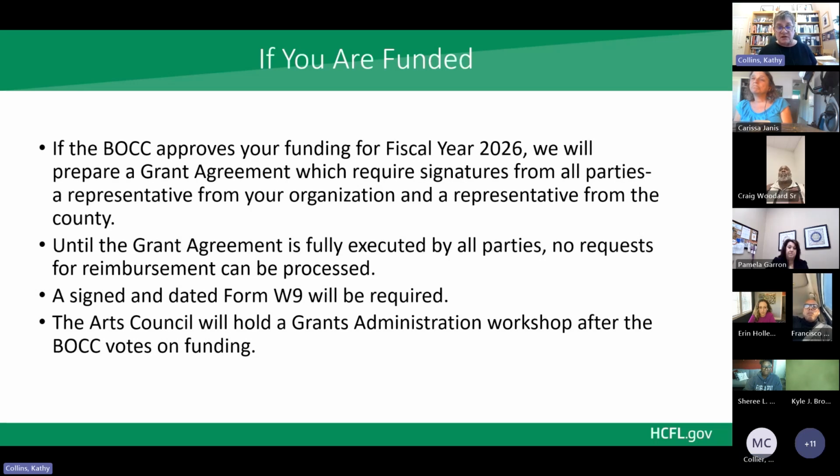Then we will have a representative from the county sign it, and you will get a copy of the fully executed one. You need to remember that nothing can move forward until the grant agreement has been executed by everyone. We also will need a signed, dated W-9, which we have to provide to the clerk's office in order for any reimbursements to go forward. Again, we will hold a grants administration workshop in either late November or December to go over all of the information that you need to know with respect to the grant agreement and making reimbursements.